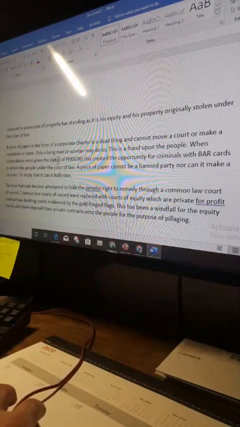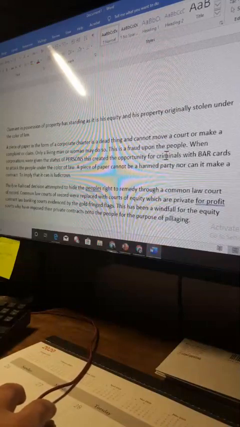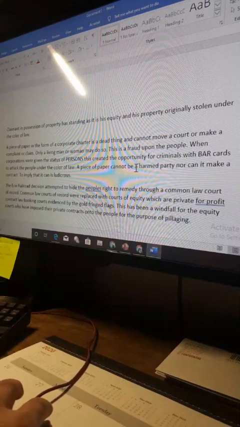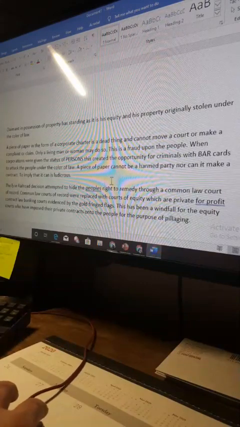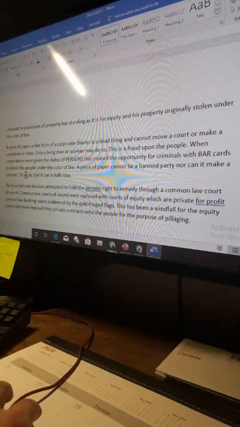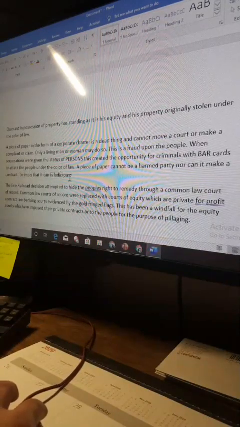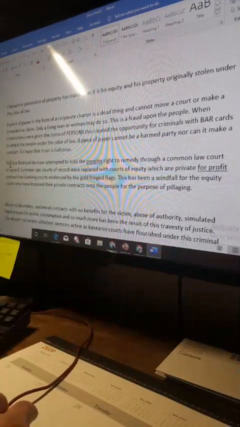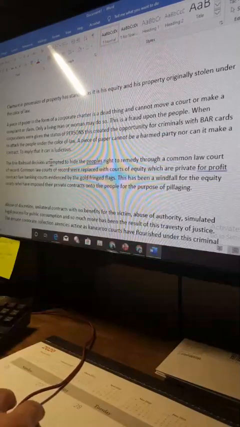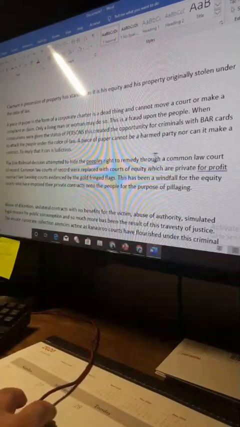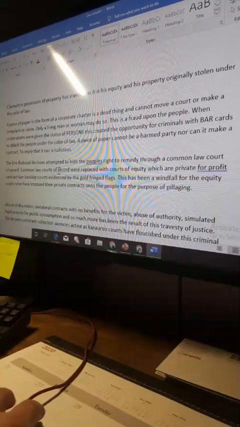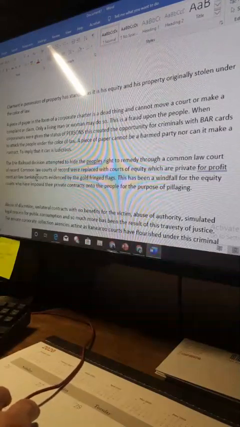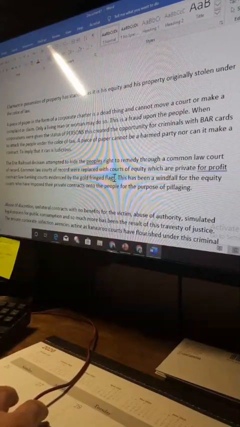This is a fraud upon the people. When corporations were given the status of persons, this created the opportunity for criminals with bar cards to attack the people under the color of law. A piece of paper cannot be a harmed party, nor can it make a claim or make a contract. To imply that it can is ludicrous and insidious. The Erie Railroad decision attempted to hide the people's right to remedy through a common law court of record. Common law courts of record were replaced with courts of equity, which are private for-profit contract law banking courts, evidenced by the gold fringe flags.